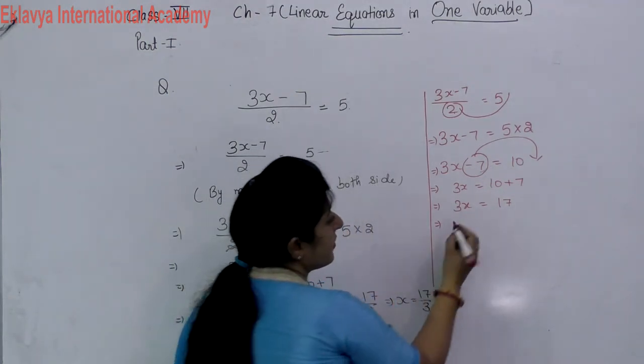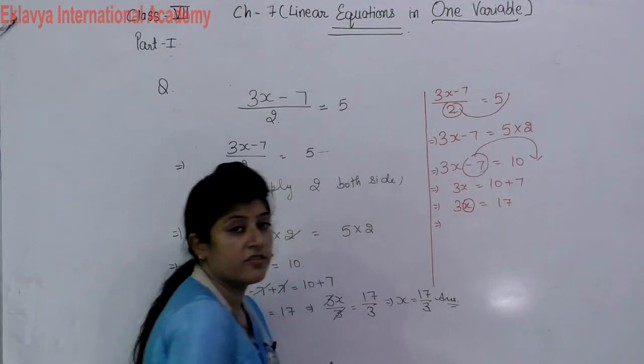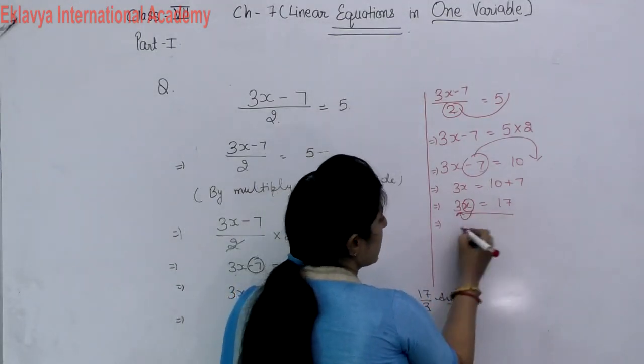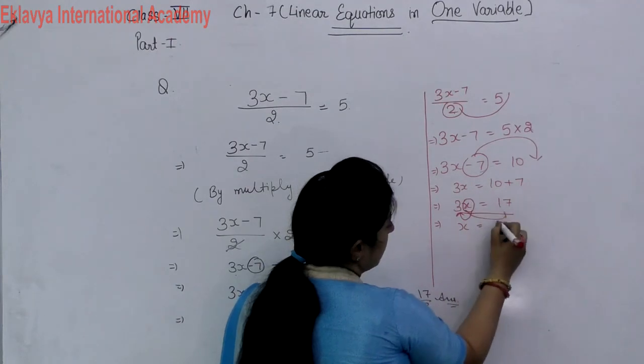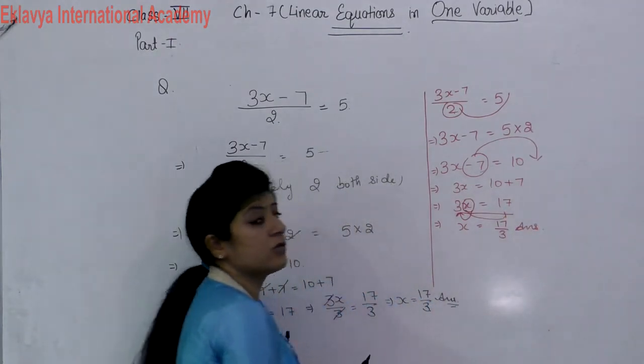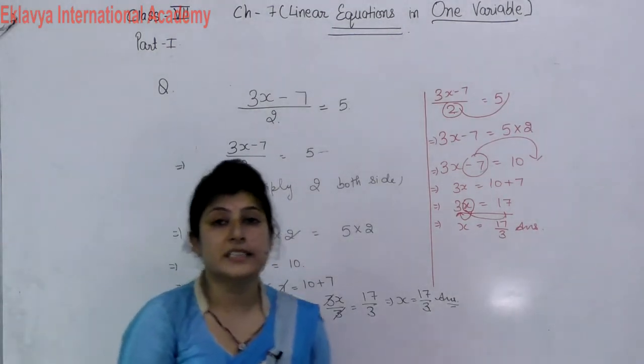Now we need only the value of x, but 3 is multiplying it. So when you change the side, it will come in division. Then your answer becomes x = 17/3.